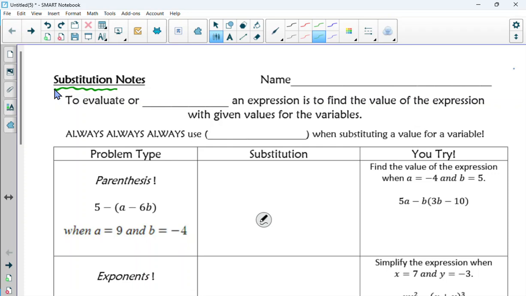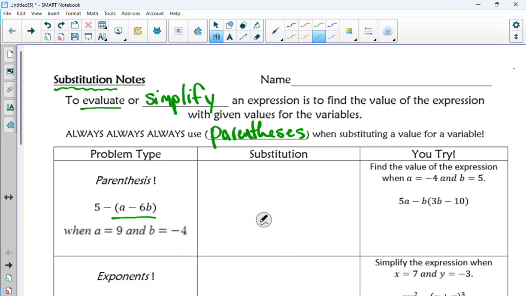As long as we know how to substitute these numbers into Desmos, really it's going to follow order of operations for us. So we're going to evaluate or simplify expressions. Basically, you're taking a big expression and turning it into just one number. We're simplifying it to find the value of that expression, given values for variables. The most important part of this is that we always use parentheses when we substitute a number in. So I'm going to show that.